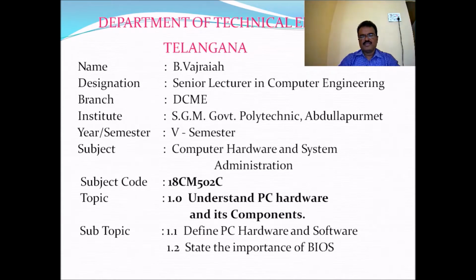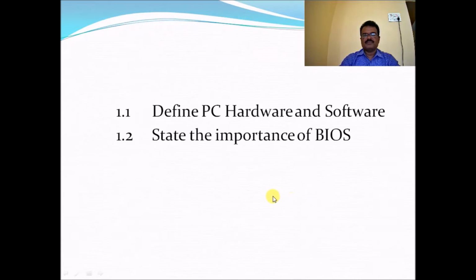Today we are going to start a new chapter. The new chapter is understand PC hardware and its components. In this new chapter, our topic is define PC hardware and software and state the importance of BIOS. We will see what is meant by hardware and the definition of hardware, what is meant by software and the definition of software, and also the importance of BIOS, the basic input output system.